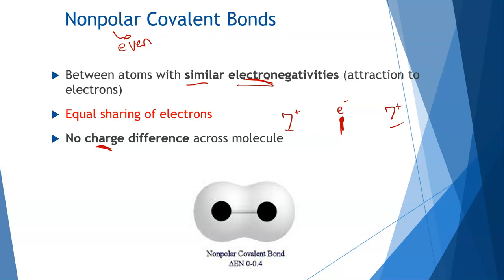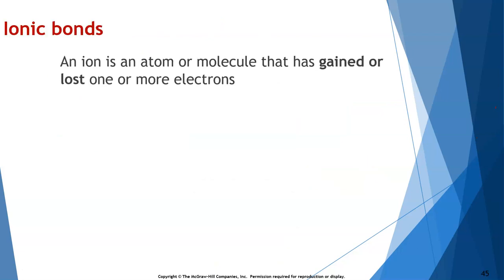A lot of times you see nonpolar covalent bonds with molecules that are the same. So if you see something like O2 or N2, it's going to be 2 oxygens or 2 nitrogens, and of course it's the same atom, so there's not going to be a difference either way. So that's covalent bonds, when we share electrons.